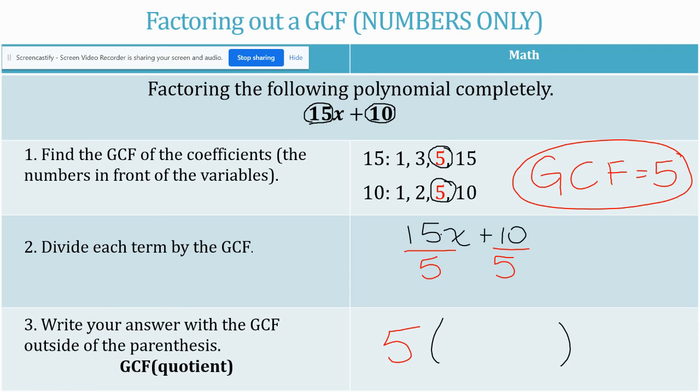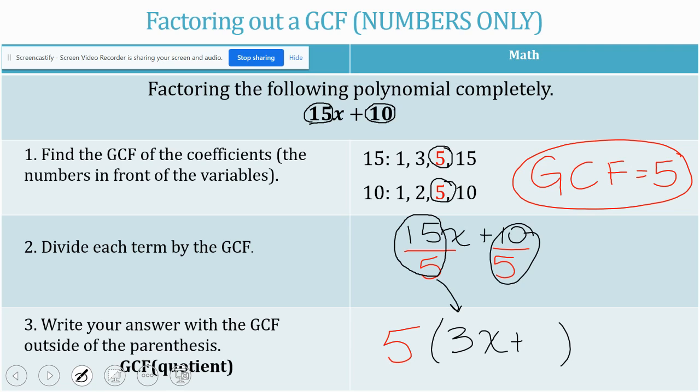So 15 divided by 5, this we can simplify here. 15 divided by 5 gives us 3. And I'm going to just bring the x down. Plus 10 divided, and maybe I'll just even draw arrows so you know where those numbers are coming from. And then 10 divided by 5 is 2.